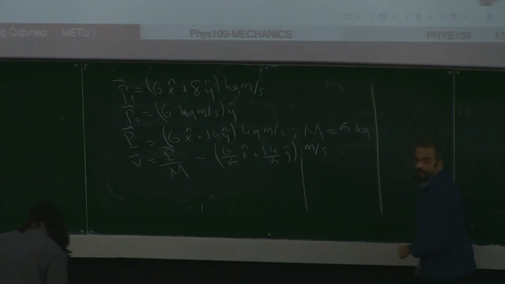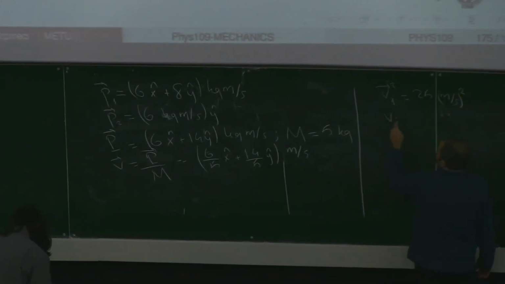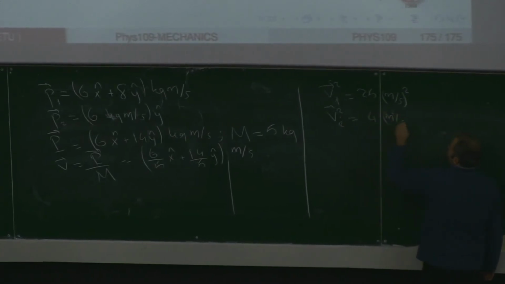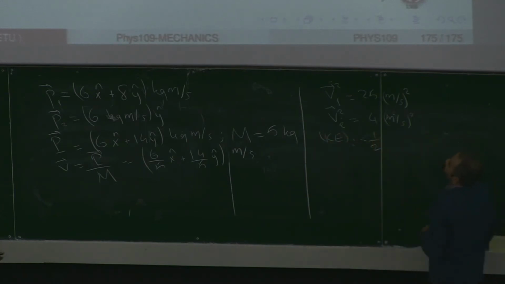Now the kinetic energy loss. V1 squared is just 25 meters squared per second squared. V2 squared is 4 meters squared per second squared. So the initial kinetic energy is 1 over 2, M1 is 2 kilograms, V1 squared is 25 meters squared per second squared, plus 1 over 2 times 3 kilograms times 4 meters squared per second squared. So this gives 25 plus 6, 31 joules. This is the initial kinetic energy.